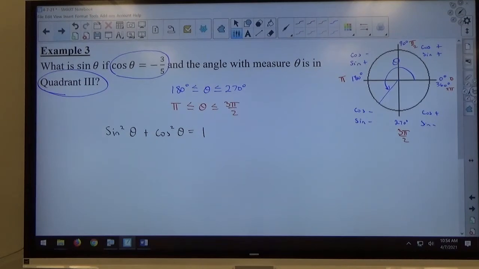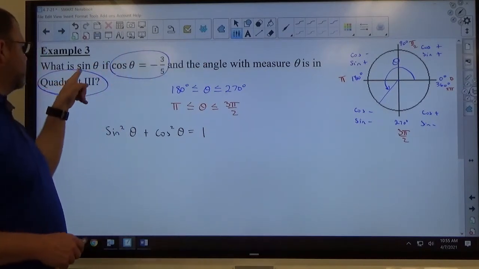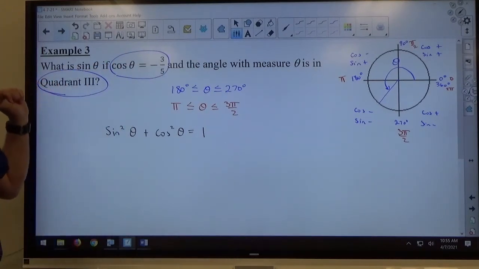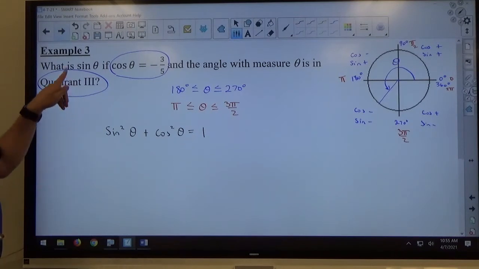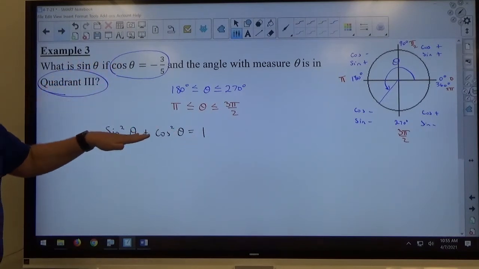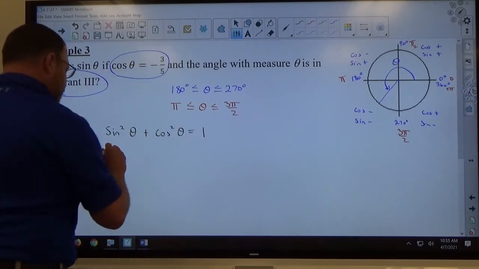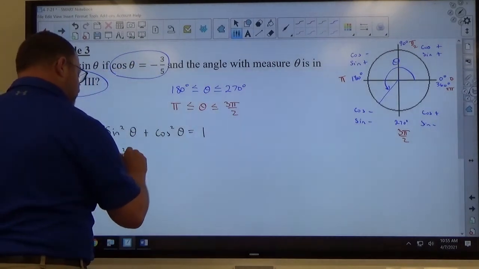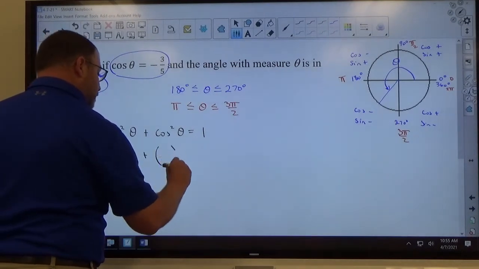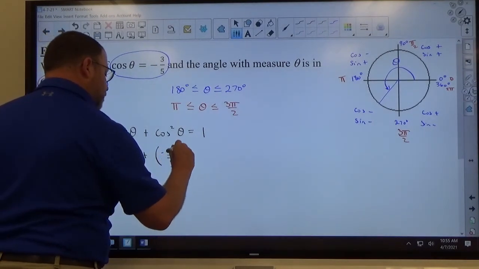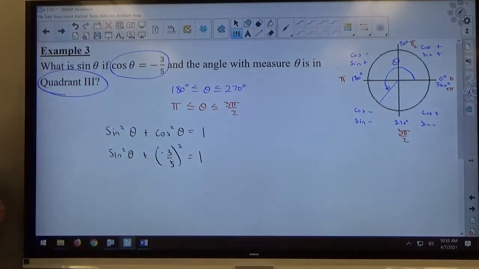I have no earthly idea what the angle here in this problem is. It doesn't matter what the angle is, as long as it's the same angle. It says cosine equals this, find sine of the same angle, right? If I substitute what I know into this formula, which is always true, cosine equals negative 3/5, it looks like this. Sine squared of theta, don't know that yet, plus parentheses negative 3/5 end parentheses squared equals 1.